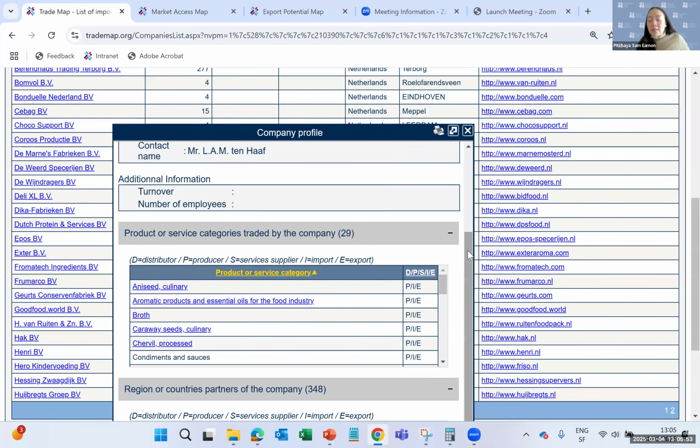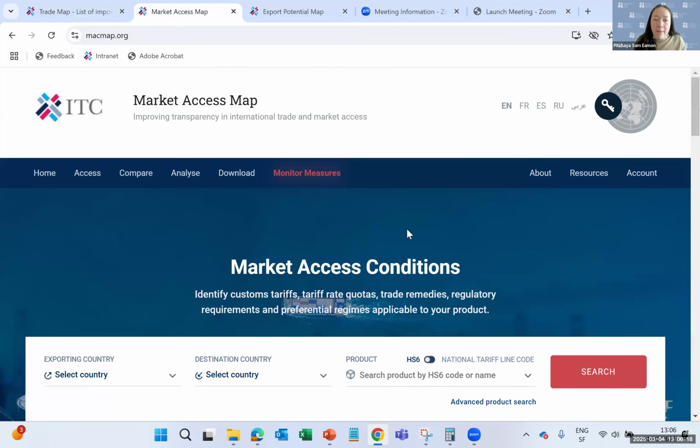I'm pointing out to you the starting point. We have seen the trade statistics, the market size, the growth dynamism, how concentrated the market is, and the average distance, and then we decide on a target market. We decide on a target market and we could potentially get the company contact information. But the next step is to look at market requirements. This is where we will move on to Market Access Map.